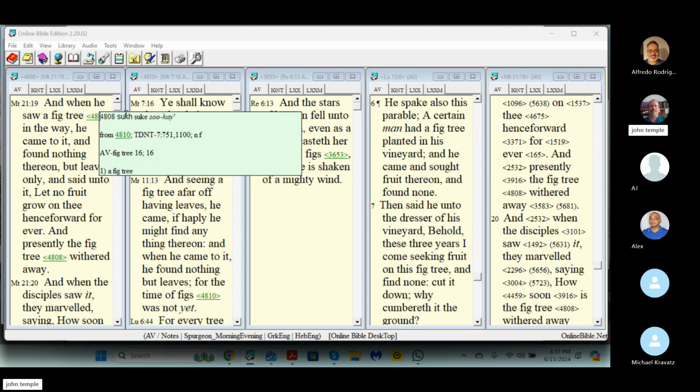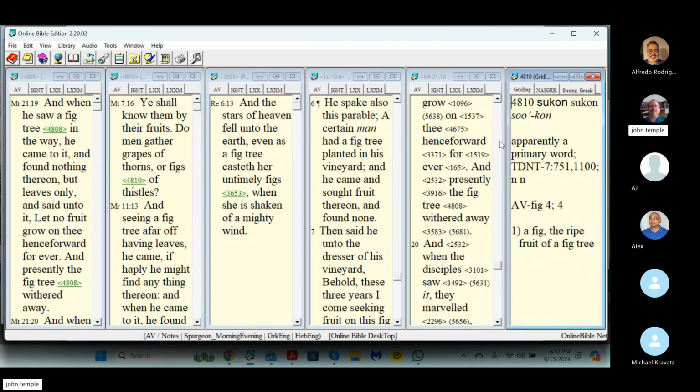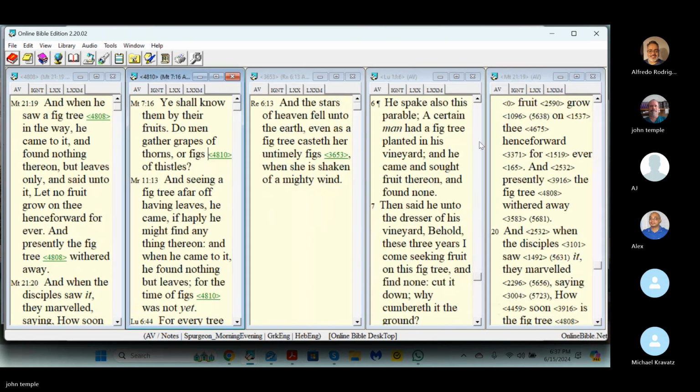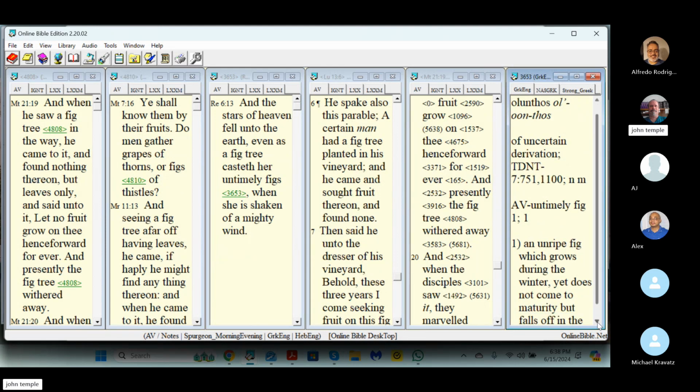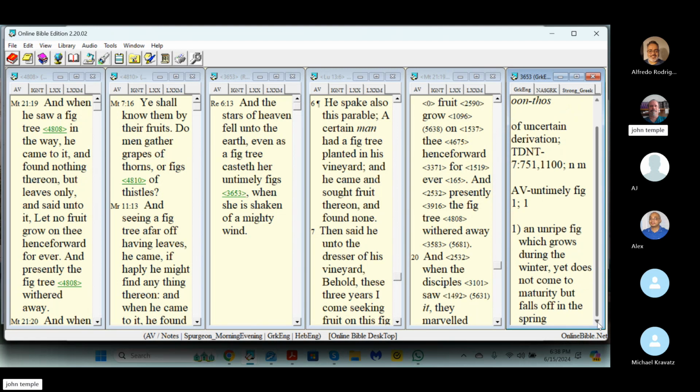And then the 4810 is the sukon, which is the fig, the ripe fruit of the fig tree. And then this one verse here in Revelation 6:13, and the stars of heaven fell unto the earth, even as a fig tree casteth her untimely figs when she is shaken of a mighty wind. And this olunthos is an untimely fig, an unripe fig, which grows during the winter, yet does not come to maturity, but falls off in the spring.